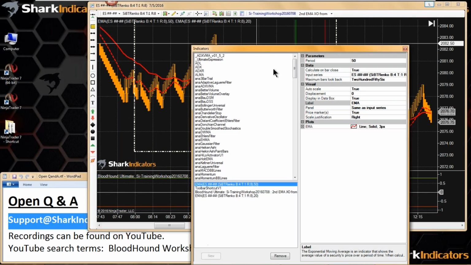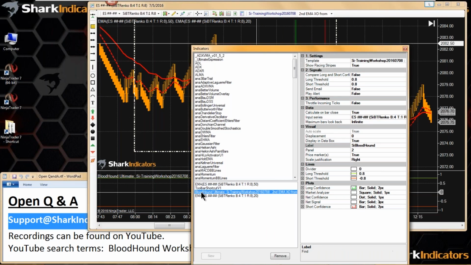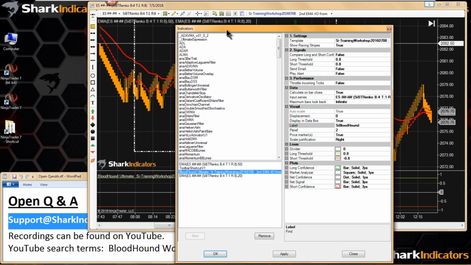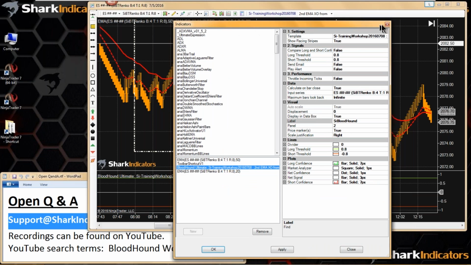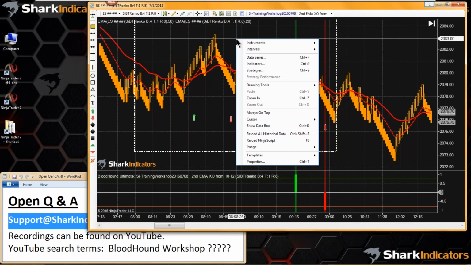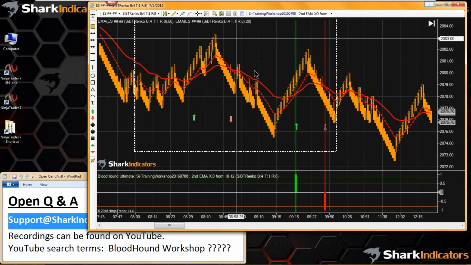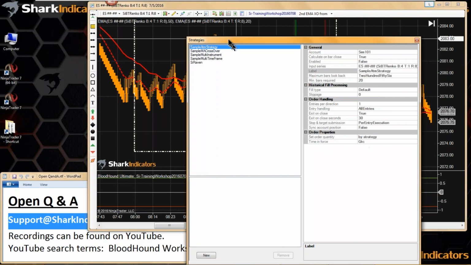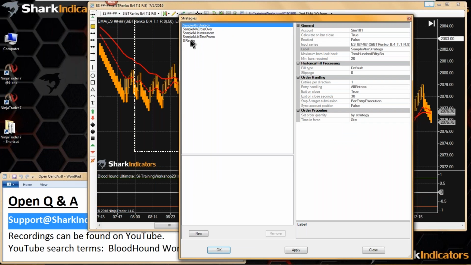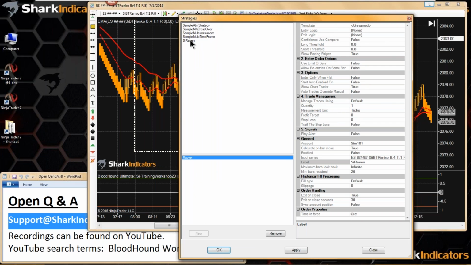If we go into our indicators list, BloodHound's an indicator. Indicators cannot place trades, right? And that's universal across all charting platforms. So indicators cannot place a trade. Only strategies can place trades. So what we need to do is go into our strategies window and pull up Raven. So we're going to add Raven there.